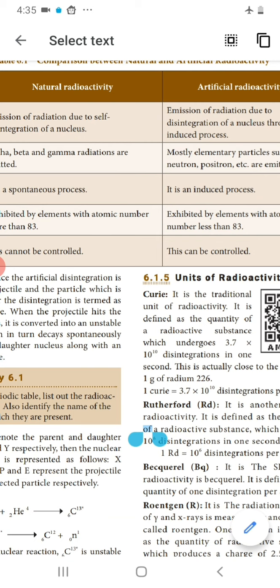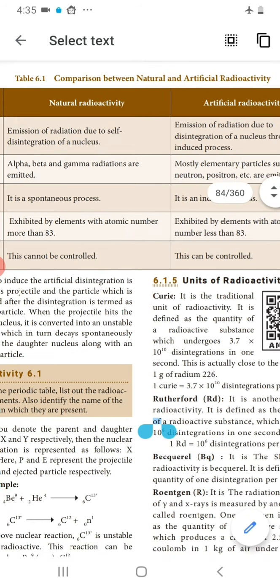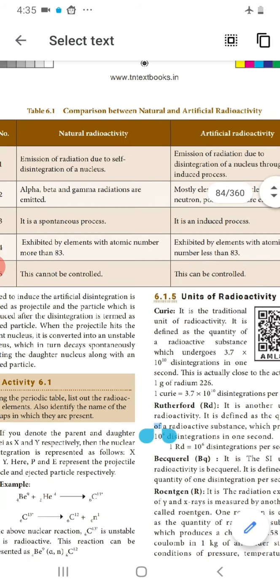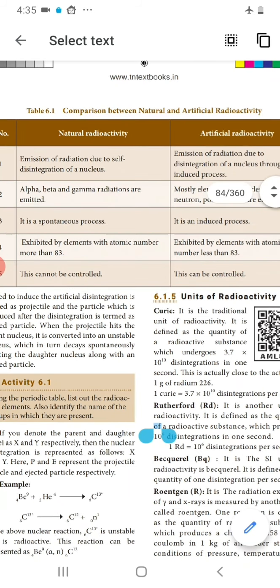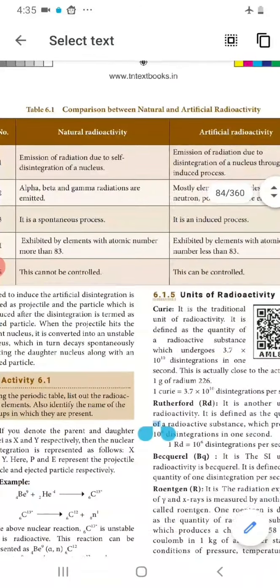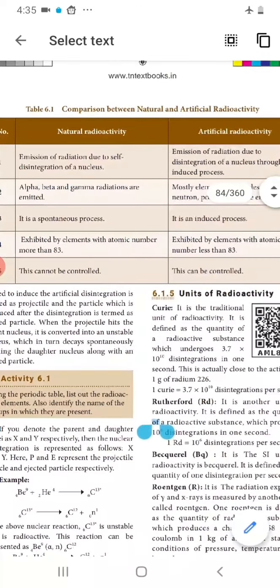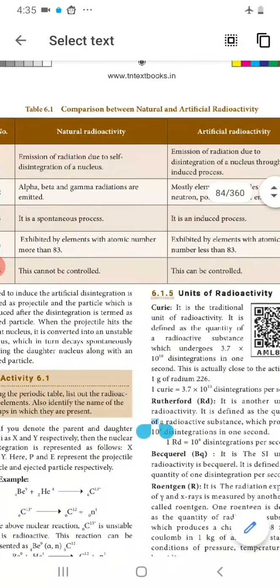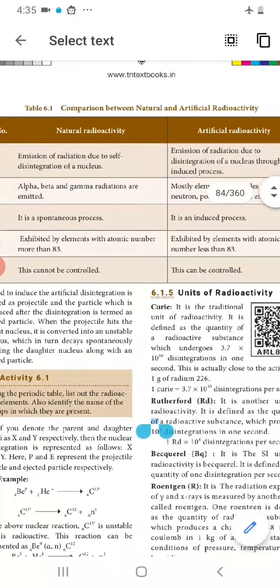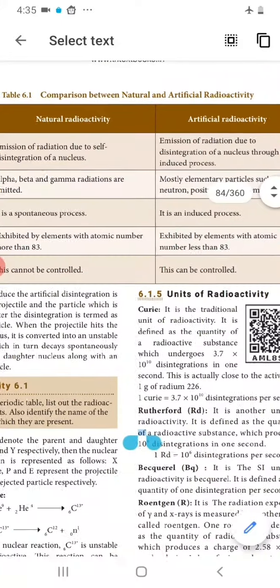Is it clear, children? So once again I repeat, this is a very important question which you'll be getting often. So natural radioactivity is the emission of radiation due to self disintegration. Artificial radioactivity is the emission of radiation due to disintegration of the nucleus through an induced process. Alpha, beta and gamma radiations are emitted. Here mostly elementary particles like neutron, positron and proton are emitted.